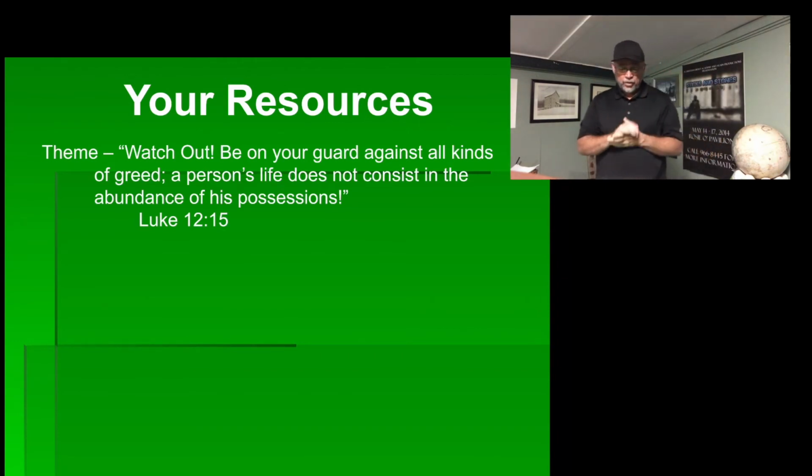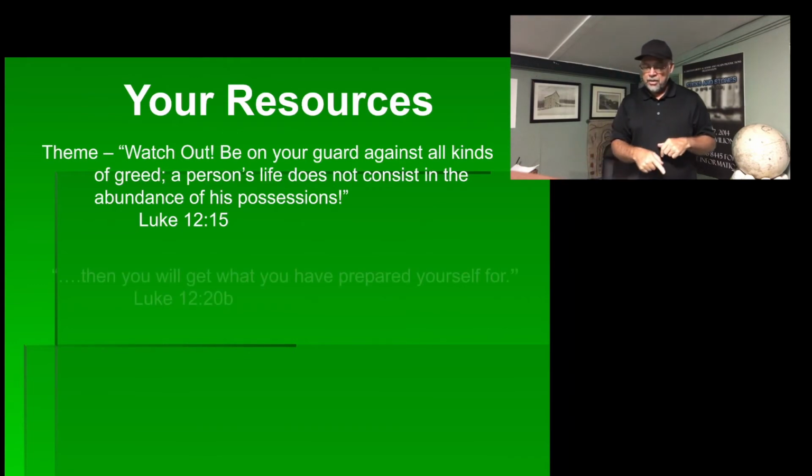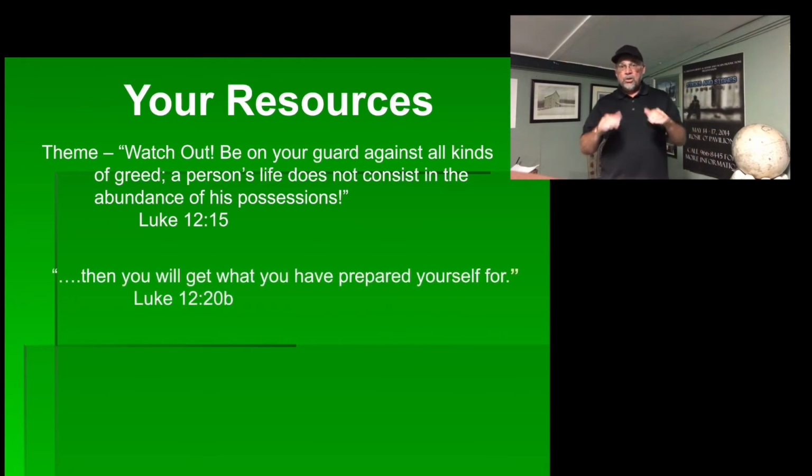So this is our theme for this section. A person's life does not consist in the abundance of his possessions. Second thing, and make sure you write this down too: then you will get what you have prepared yourself for. Now, this is something that we will be talking about throughout. Okay? How we prepare ourselves to get.